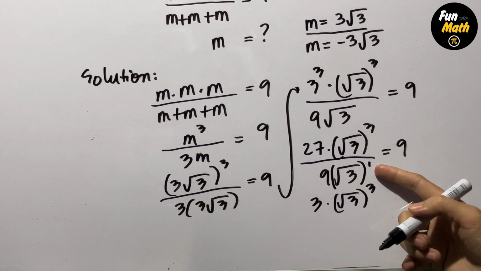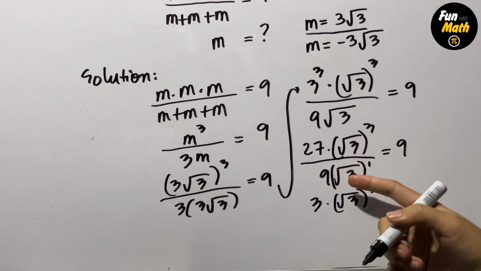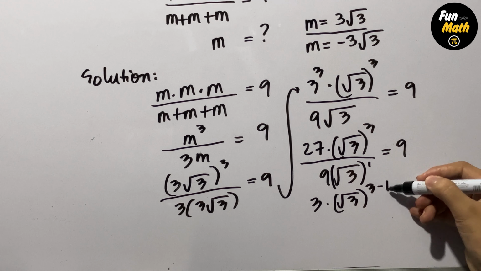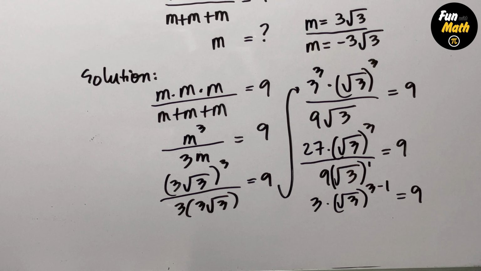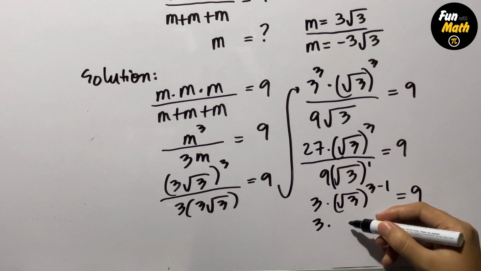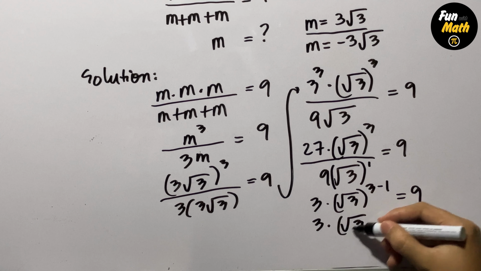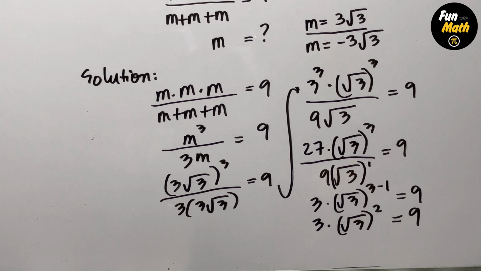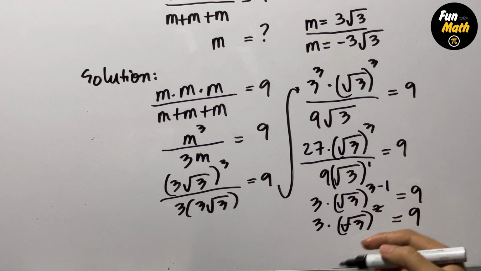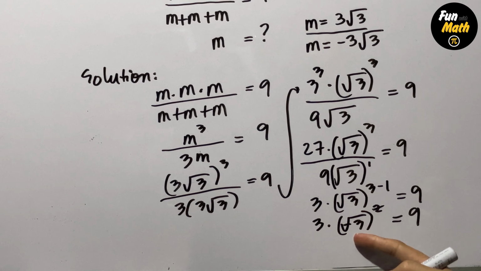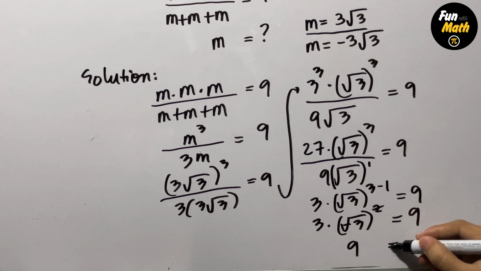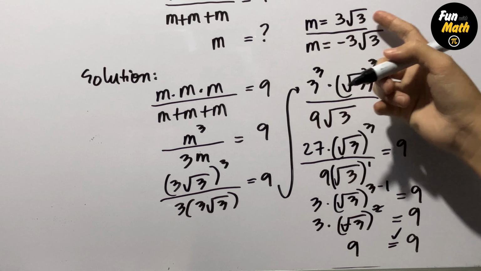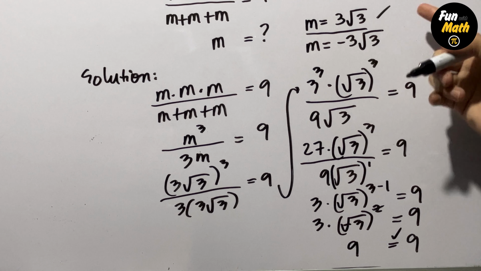Here, since they have the same base, square root of 3 and square root of 3, we can just subtract the power. So 3 minus 1, and then 3 times square root of 3 whole to the power of 3 minus 1, that is 2, then equals 9. Now for this, we can cancel the square and the radical. So we're left with 3 times 3, and that is 9, equals 9. So they are equal. That means this value of m, 3 square root of 3, is correct.